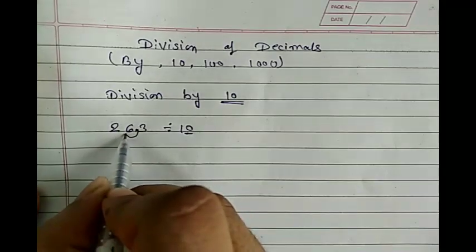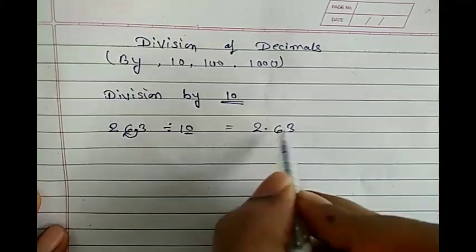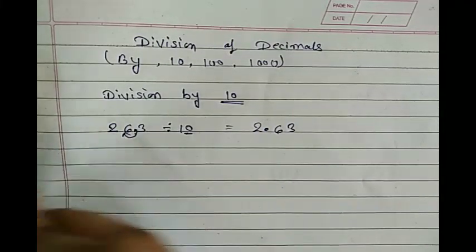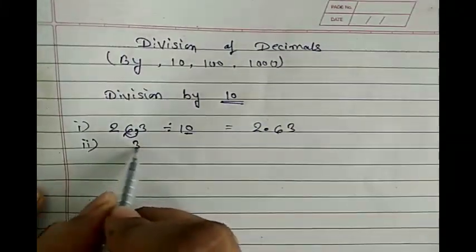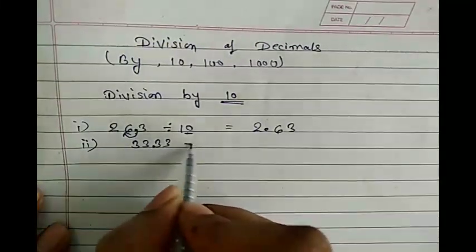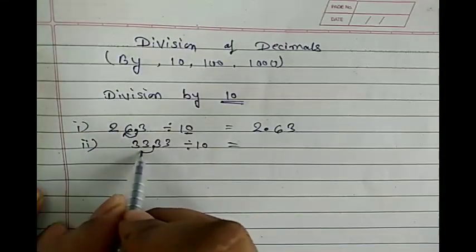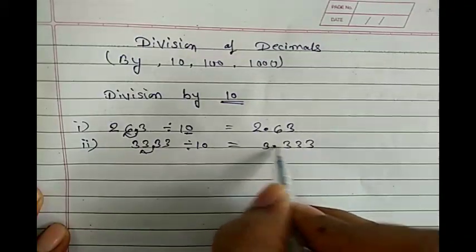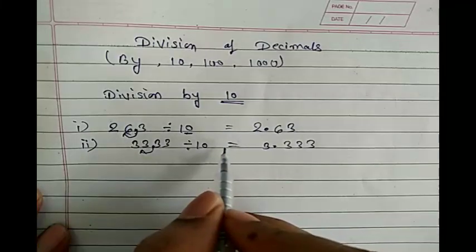The decimal is in between here. It changes its place and comes one side back. So we write here the answer is 2.63. Okay, you just have to change the decimal place one time. Some more examples. Just change the place of the decimal one time. So we get 3.333. In such a way we can do division by 10.